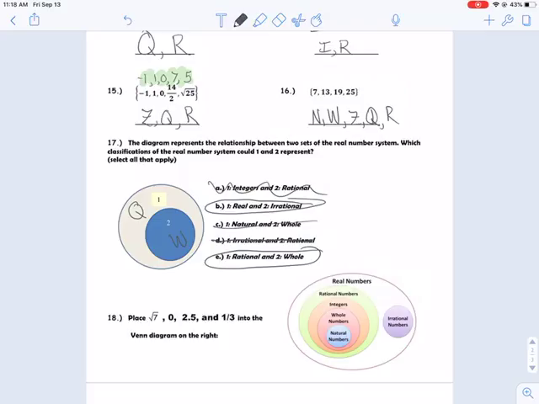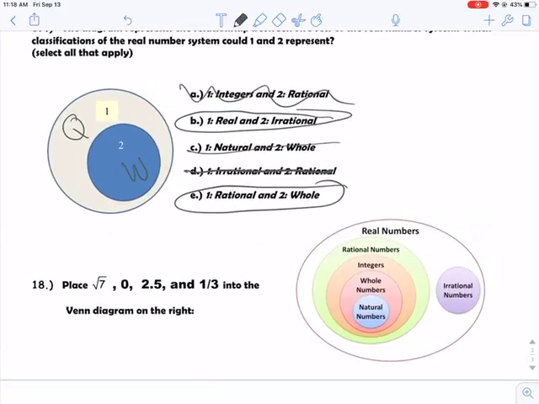Okay, place the numbers on the Venn diagram. So let's see. Square root of 7, that's going to be irrational. 0 is whole. 2.5 is a rational number. And 1/3 is also a rational number.